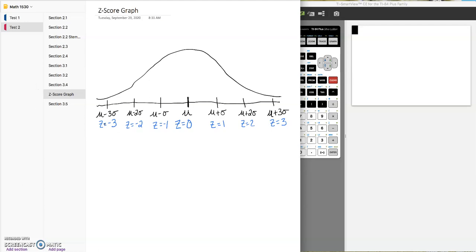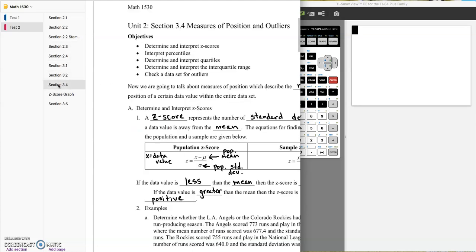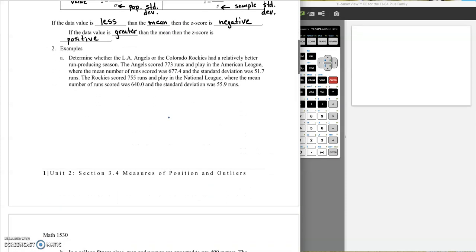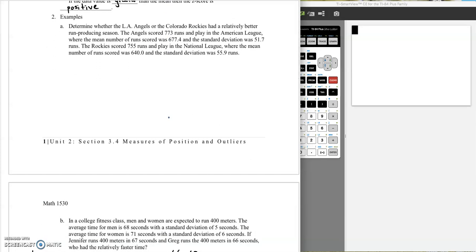Okay, now that we've seen how z-scores relate to our normal curve and the standard deviations, let's go back and try a couple problems. So determine whether the LA Angels or the Colorado Rockies had a relatively better run-producing season. The Angels scored 773 runs and play in the American League, where the mean number of runs scored was 677.4 and the standard deviation was 51.7 runs. The Rockies scored 755 runs and they play in the National League, where the mean number of runs scored was 640.0 and the standard deviation was 55.9 runs.